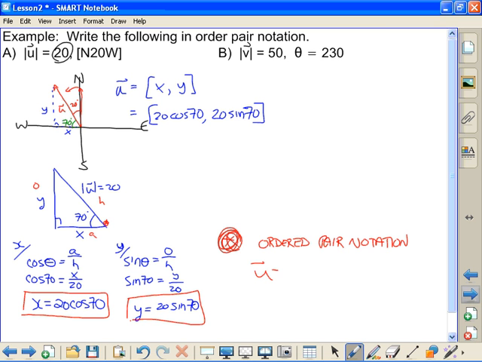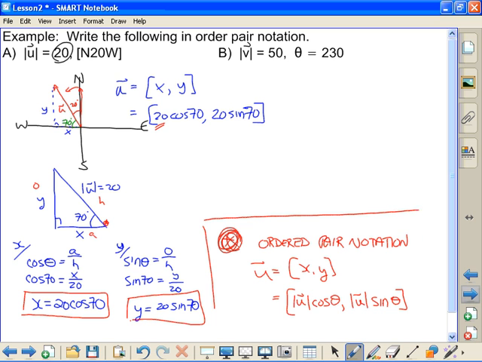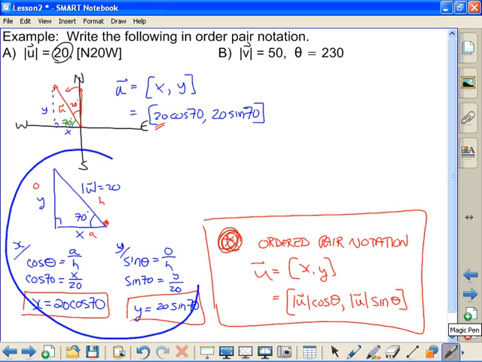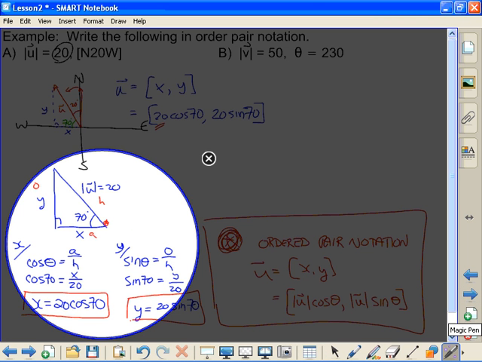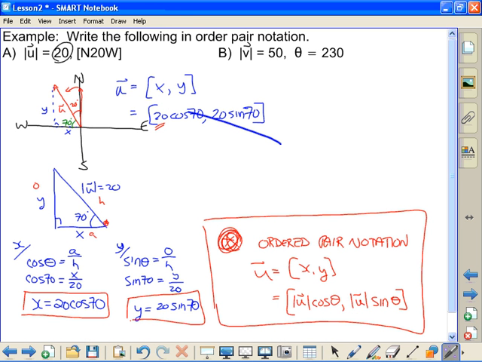So vector u equals xy, or if we don't know the end coordinates, this 20 that I got from the example is the magnitude of the vector. So it's the magnitude of u, and it's cos theta, and it's always cos for the x coordinate. The magnitude of u, sine of theta. Okay? And it's always in that order, so you don't have to always go back and do this. I just did this process here to show you the steps, but that's all that's really necessary.